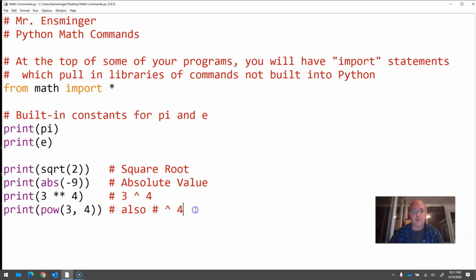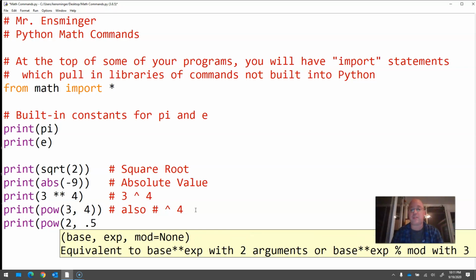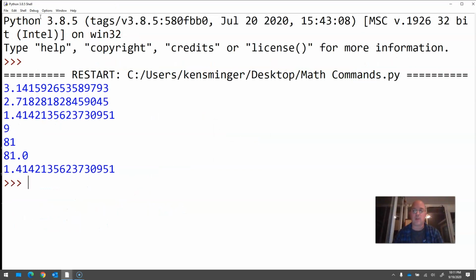You may also, again, depending on your level of math, know how to do different roots, like the cube root, the 4th root. And you might know that those are done with fraction powers. So, for example, if I said print POW 2, 0.5, that should give me the same thing as square root of 2, because 2 to the 1/2 power is the square root.